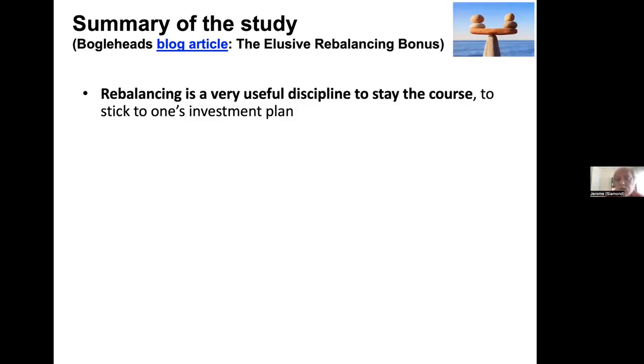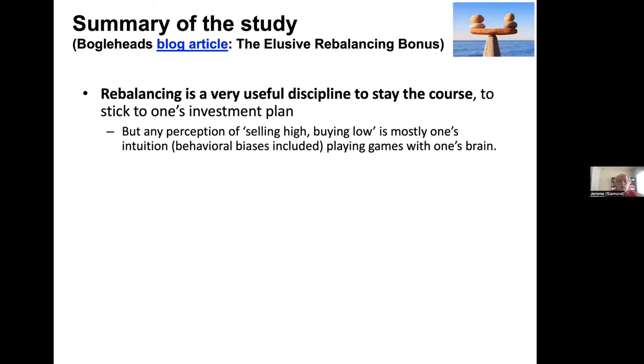Okay, so let me summarize my study a little bit. There is no question that rebalancing is a useful discipline to stay the course. This is, in my opinion, again, the very definition of rebalancing. You want to stay the course. You want to come back to your target. And I cannot emphasize it more. Trying to eke a little bit of a bonus out of rebalancing is illusory. When I quantified it, I just couldn't find it, or barely. The real point is to stick to your plan. So fact is, market timing doesn't work, even with a rebalancing algorithm that seems very intuitive, selling high, buying low. It's all perception.